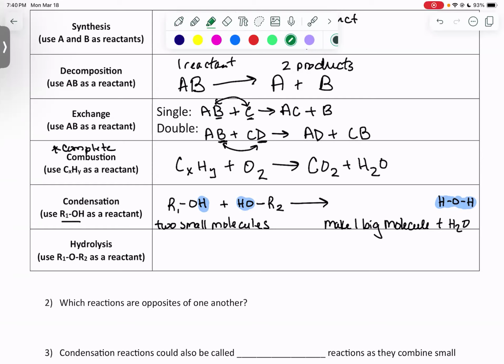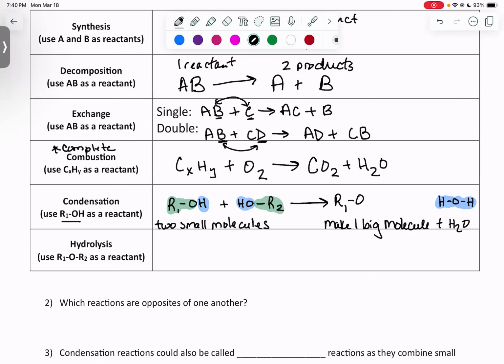What's left? I have an R1, then it's bonded to an oxygen. So let me write that. I have an R1, it's bonded to an oxygen. But if the oxygen doesn't have a hydrogen there, it's lacking a bond. And if I look over at R2, my R2 is missing a bond, right? It's normally bonded to an oxygen, but it can't be anymore.